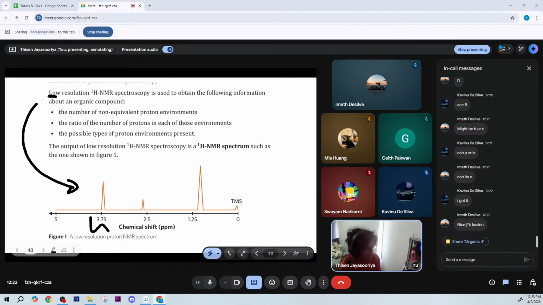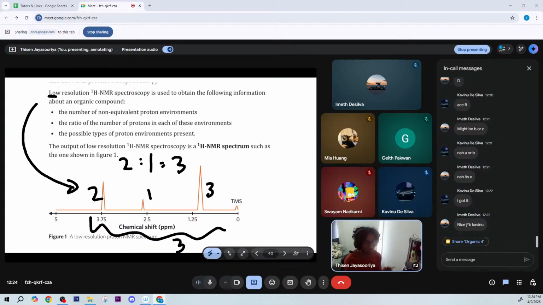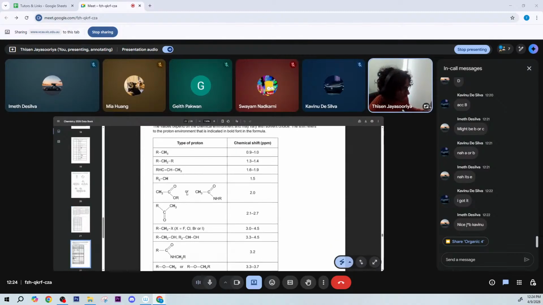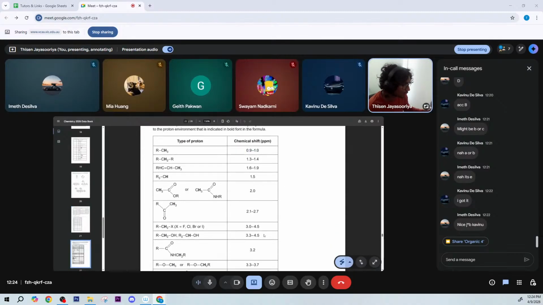This means this compound has 3 hydrogen environments. Here, we can tell the ratio of protons to one another. So here, this is a 2 to 1 to 3 ratio, which means for every 2 in one environment, there's 1 in this one, and 3 in this one. We can also tell what that compound could be. If we look down here in our data book, we might be able to tell what this compound is. This compound looks like it might contain an RCH3, 2.